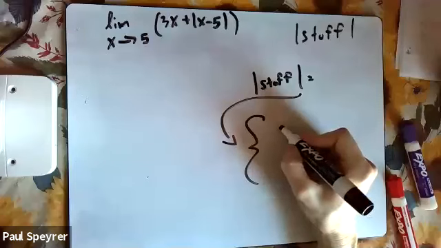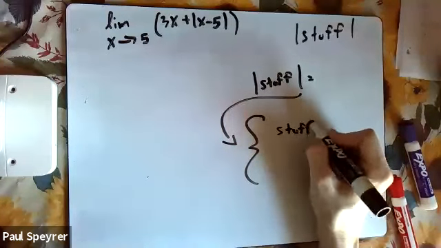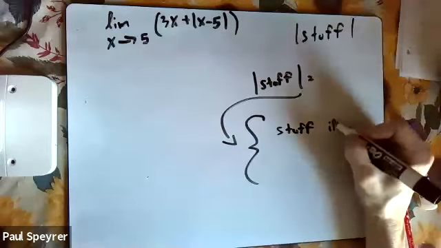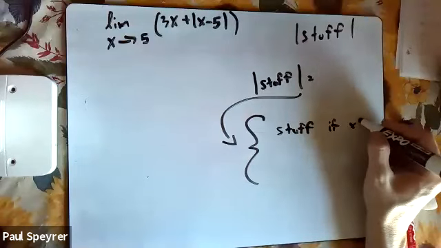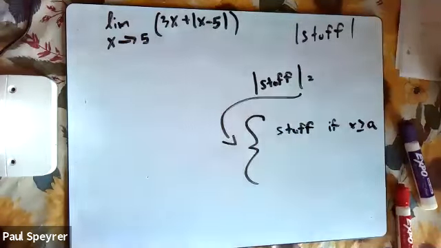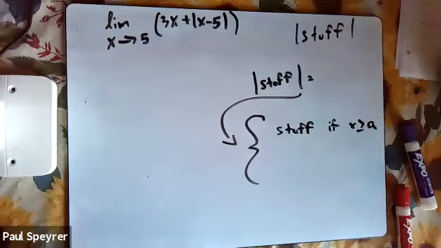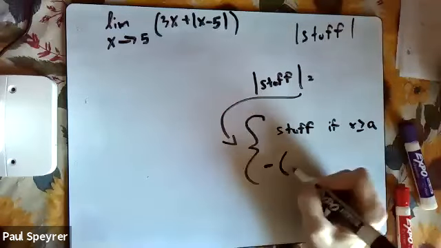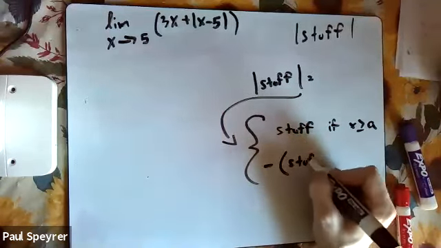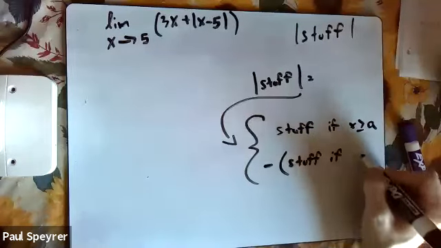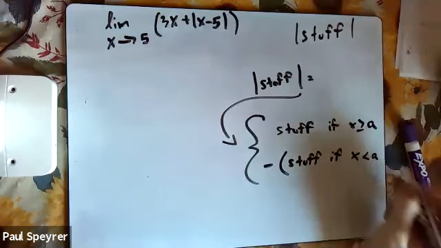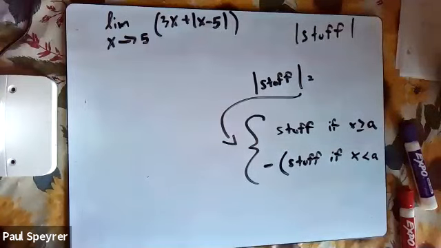You're going to have the stuff. That's going to be the first one if x is greater than or equal to a. This is pretty much like the shortcut right here. And then the next one's going to be negative, and then in parentheses stuff if x is less than a. That pretty much takes all the guesswork out of what you need to do.